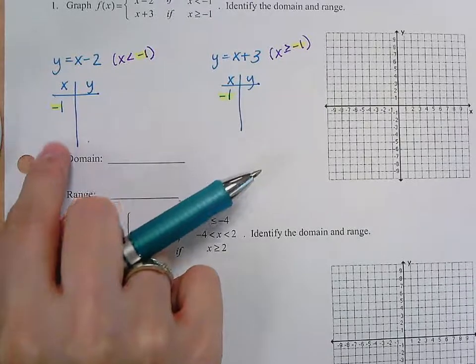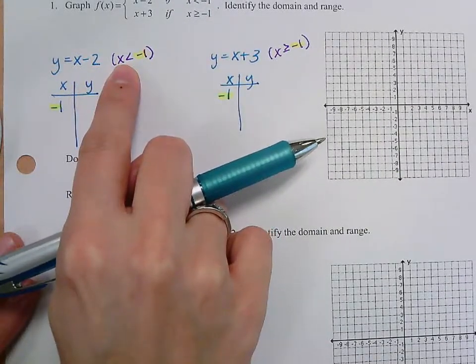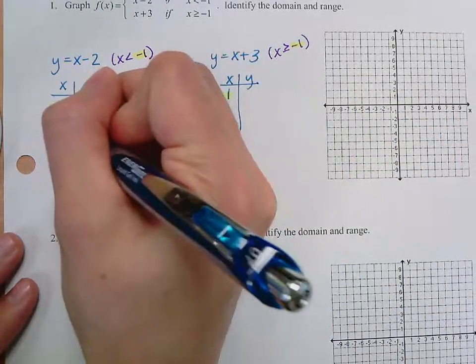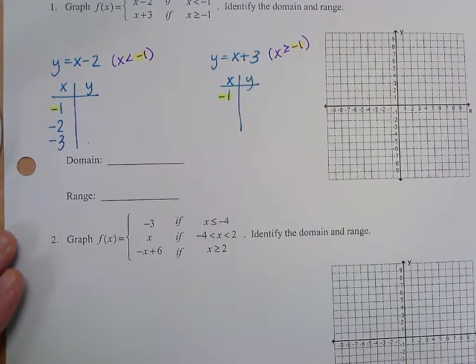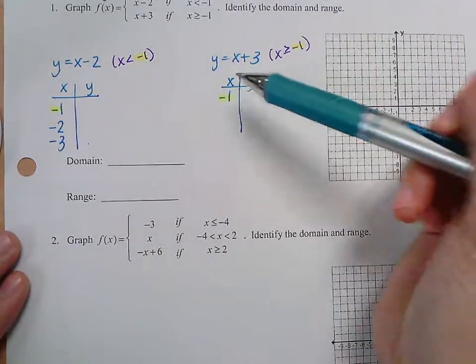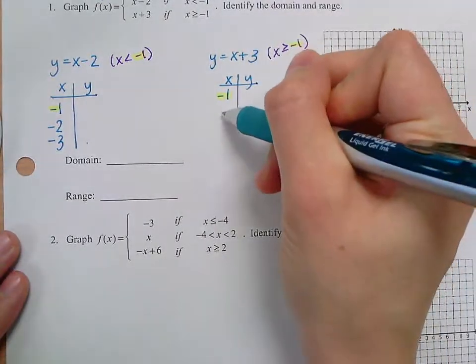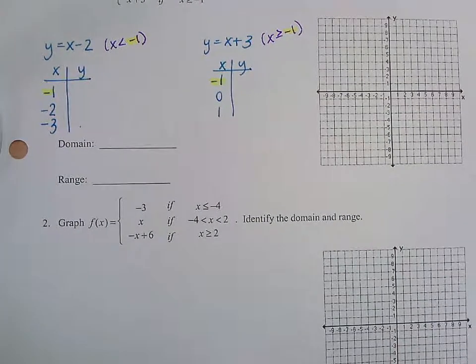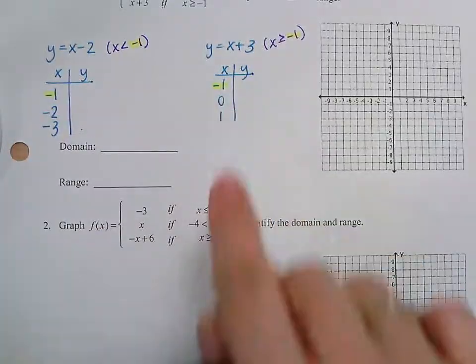And then the rest of the x values for this first one, x minus 2, should be less than -1. I usually just do a few points, so I would do -2, -3, but it could be any x value that's less than -1. And then for the other table, my remaining x values should be greater than -1, so I'll do 0 and 1. So the only x value they share is that endpoint value.